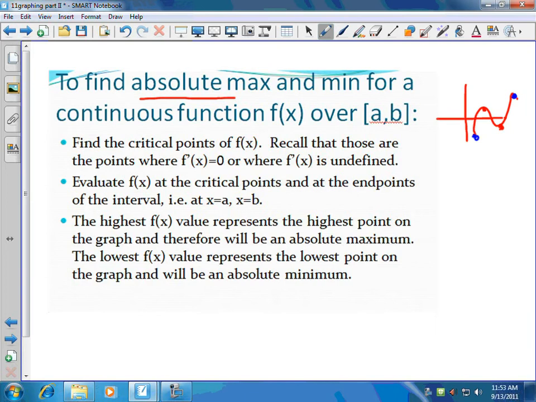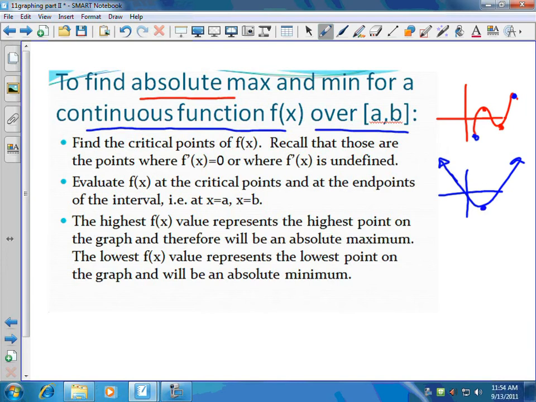Now there is a theorem of calculus that says if you have a continuous function over a closed interval, the absolute max and min are going to exist. If, on the other hand, you have an open interval, something like this, from negative infinity to infinity, an open interval, not a bounded interval from a to b, there is no guarantee that absolute max and min would exist.